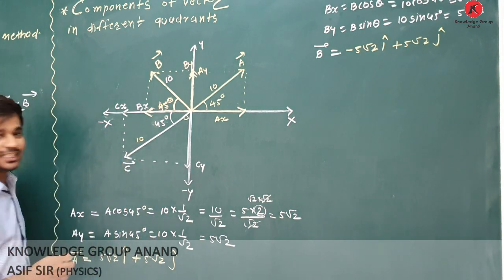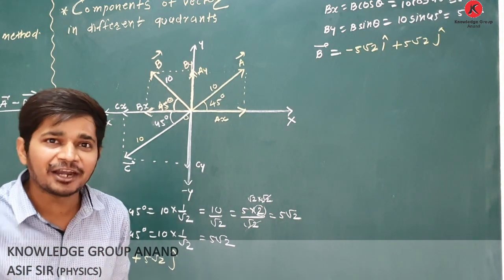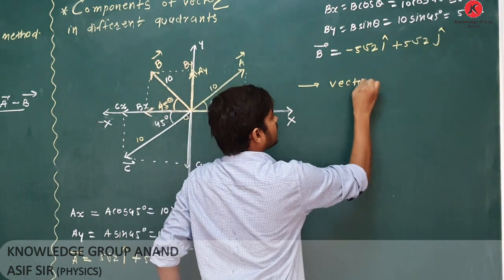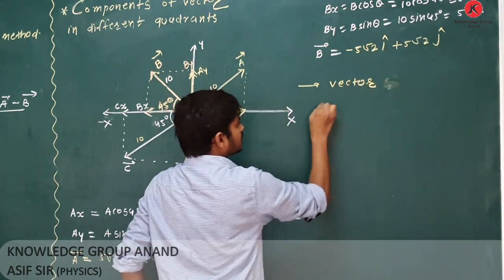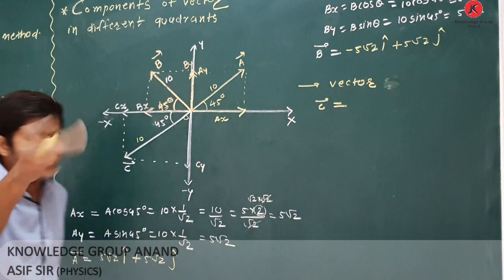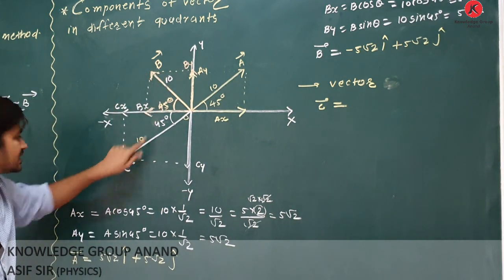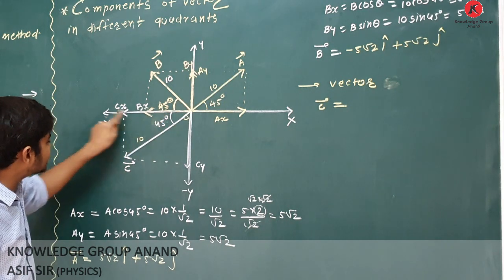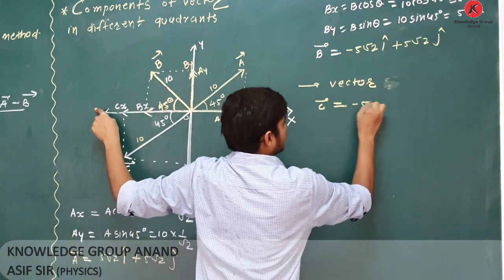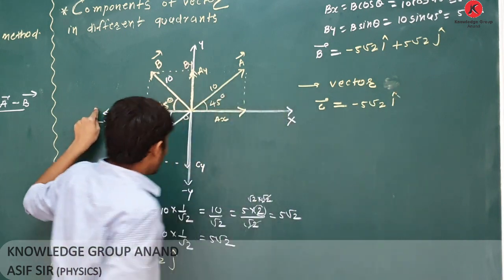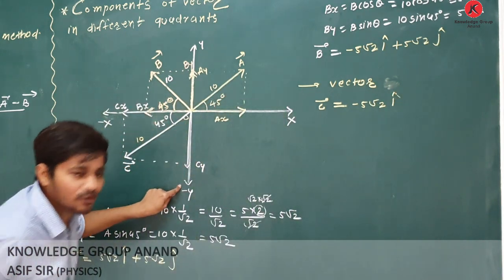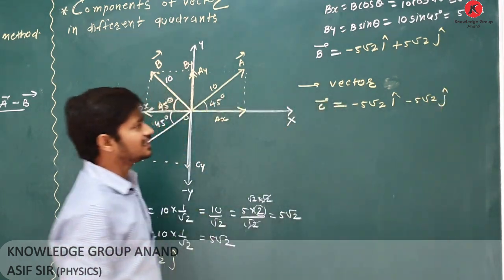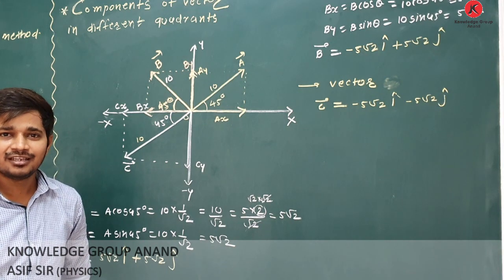Suppose it is 10. Then how can I write vector C directly? Vector C is equal to, the magnitude will be the same because of 10 and the angle is the same. Cx is 5 root 2, but it is in the negative x direction, so it is minus 5 root 2 i caret. The y component is along the negative y direction, so it is minus 5 root 2 j caret. Clear about this?